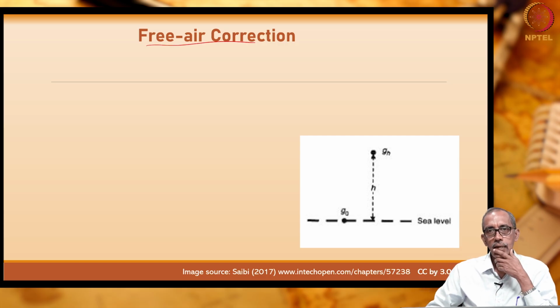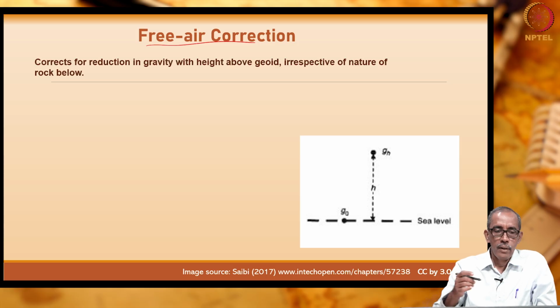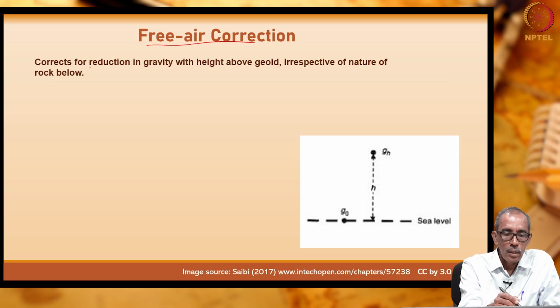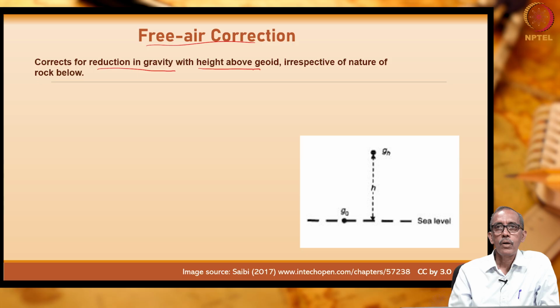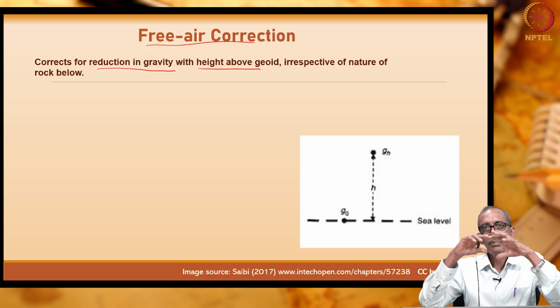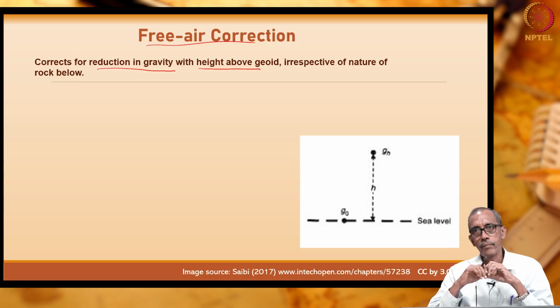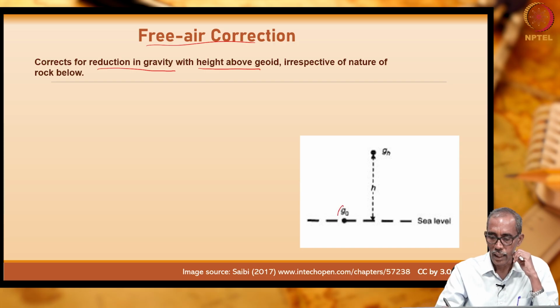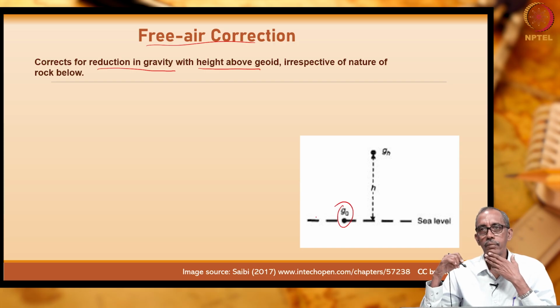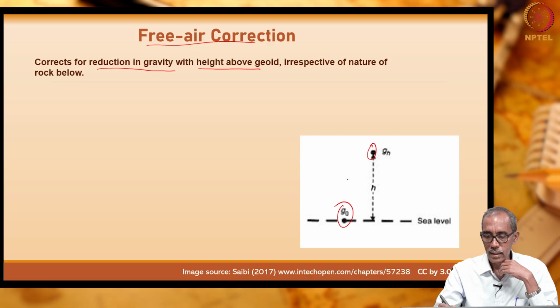In free air correction, what is happening is, we try to correct for reduction in gravity with height above the geoid. Geoid is a spherical earth, right. Let us say this is one gravity station. This is another gravity station. This is location number 1, location number 2.